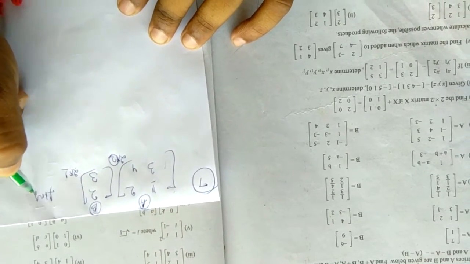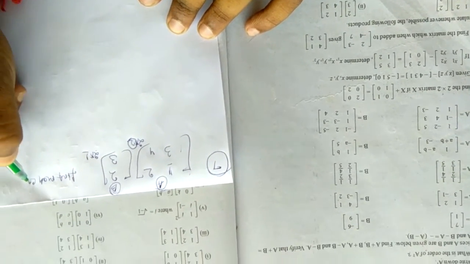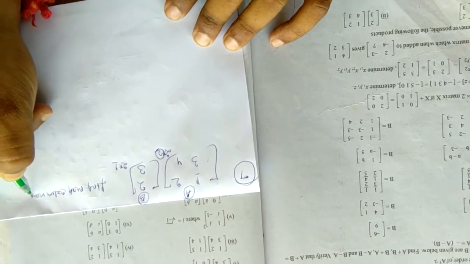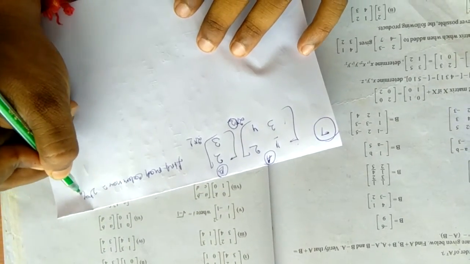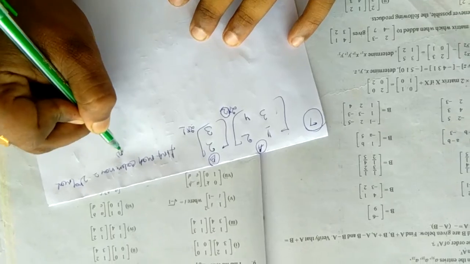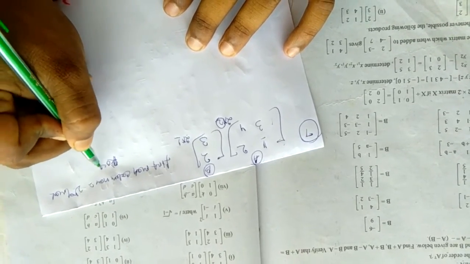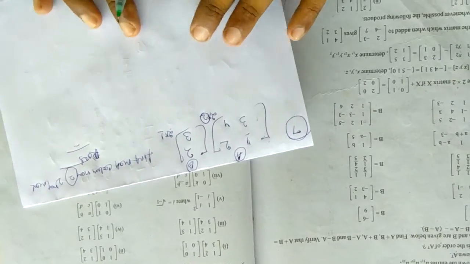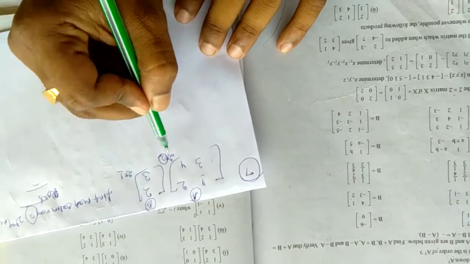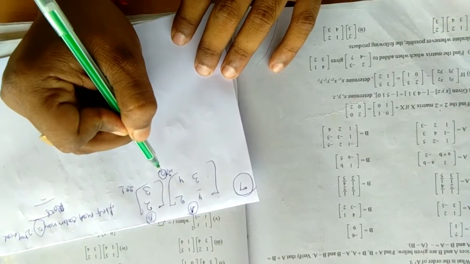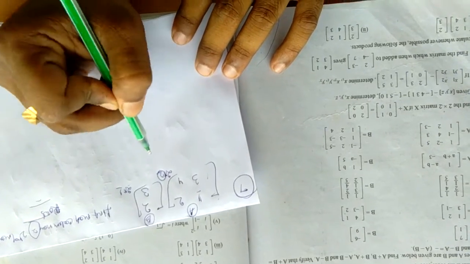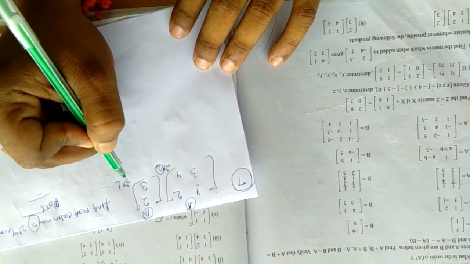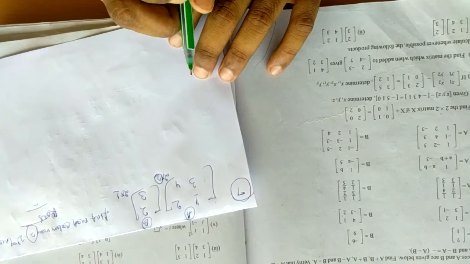That means the first matrix's columns number equal to the second matrix's rows number. If equal, then it is possible to multiply, otherwise not possible. Here the first matrix's columns is 2 and the second matrix's rows is 2, so matrix multiplication is possible.